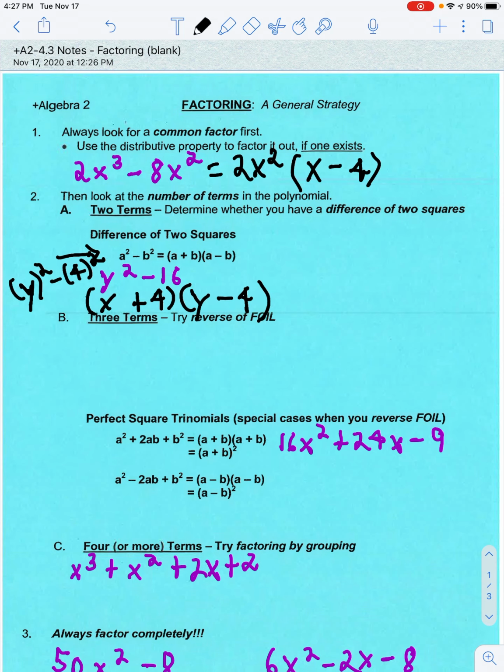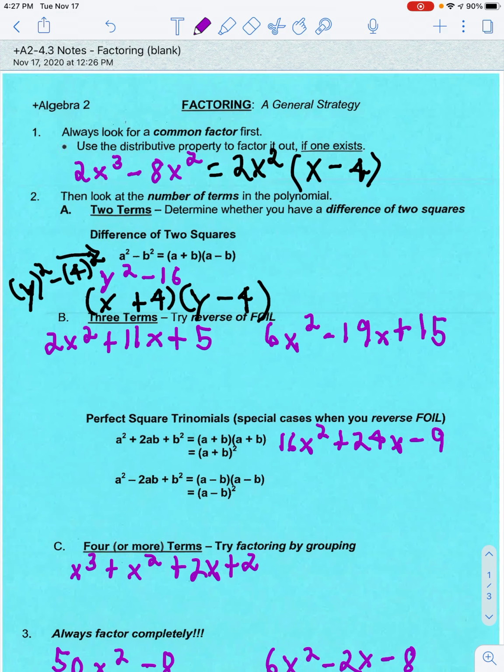I am going to, let's see, let's try 2x squared plus 11x plus 5. And I'll do a second one, which will be a little tougher, 6x squared minus 19x plus 15. All right. So again, no common factor.